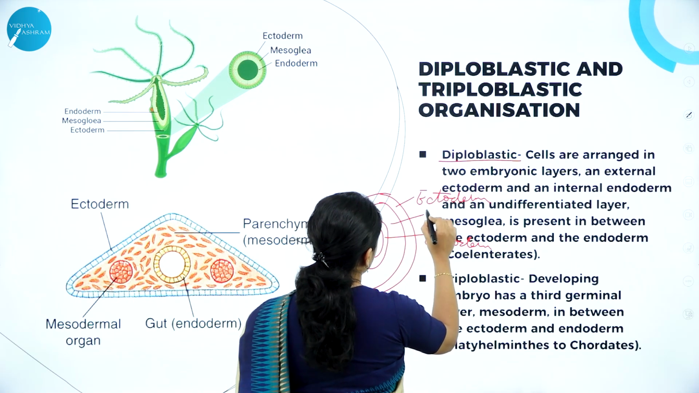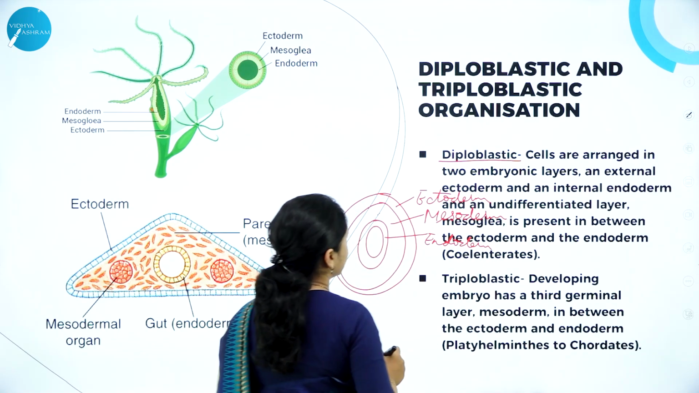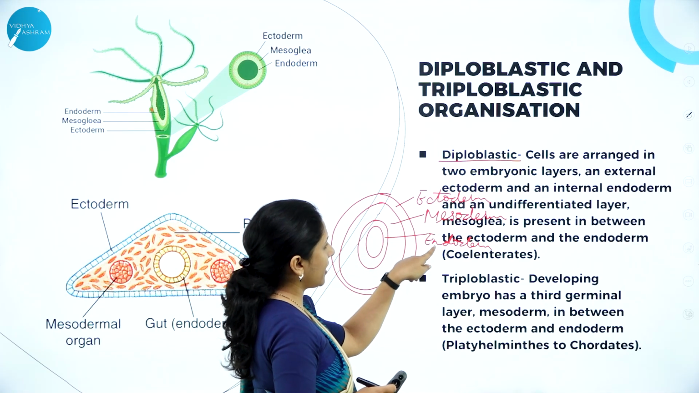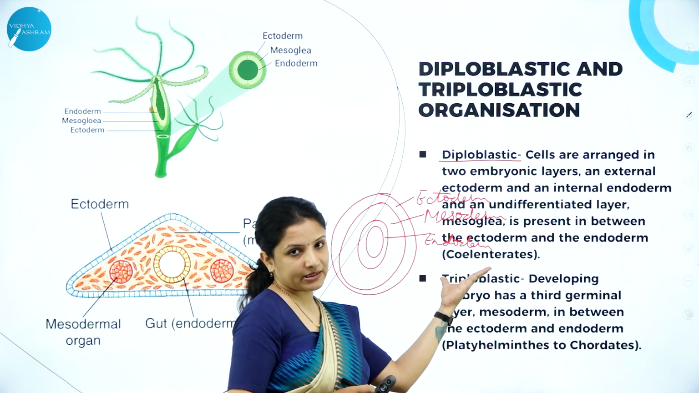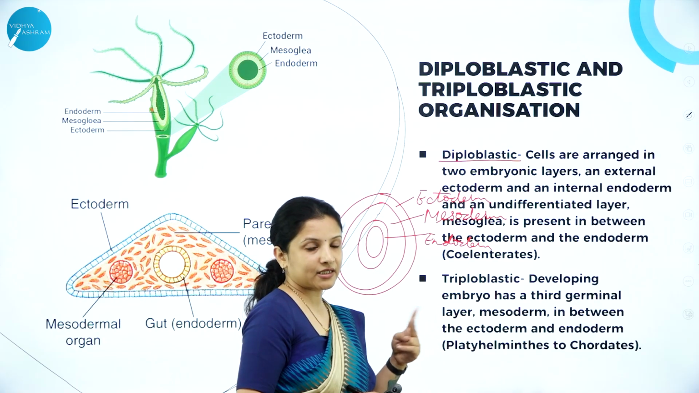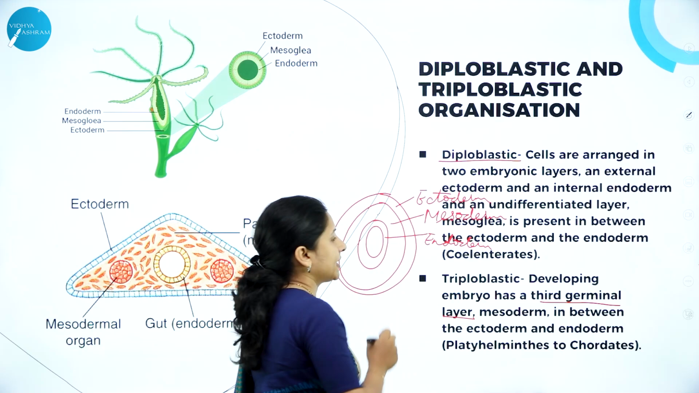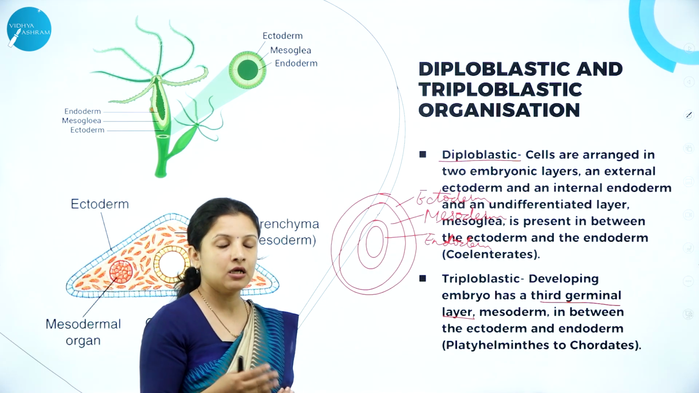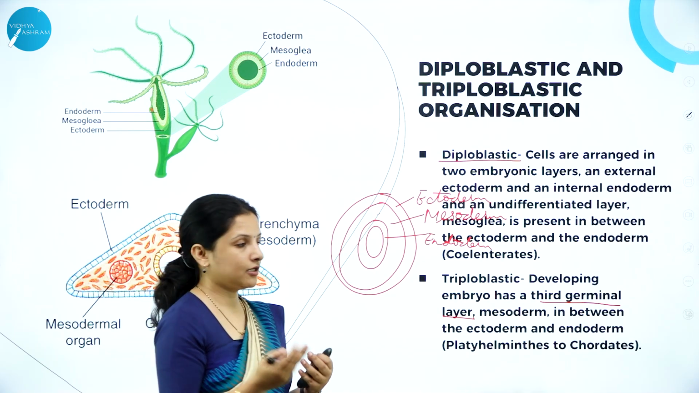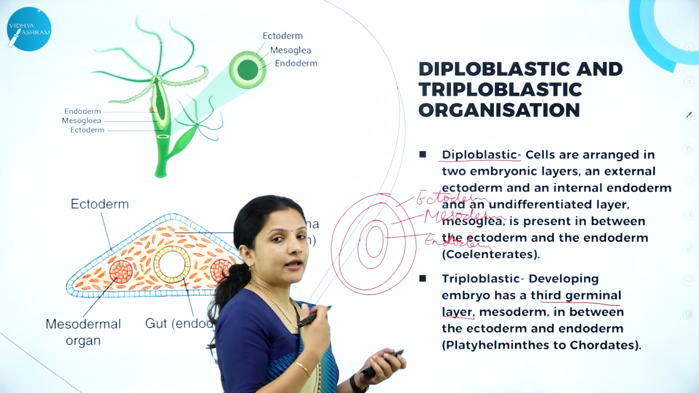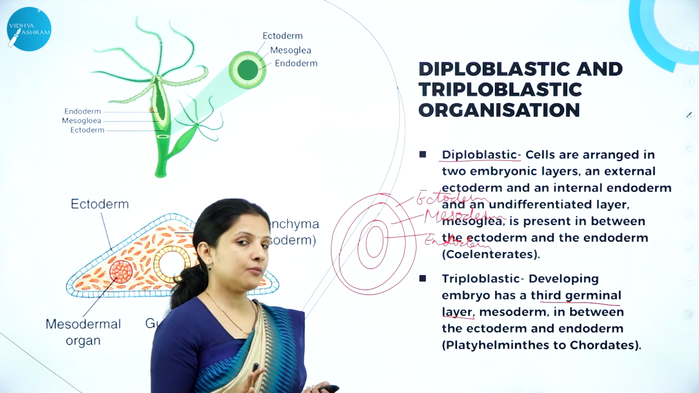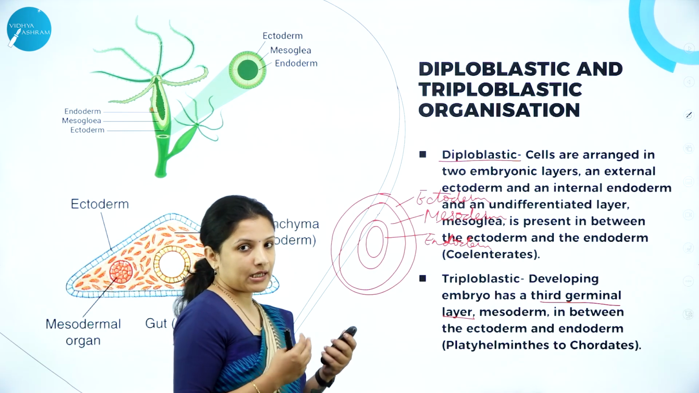Now in between, if there is one more layer, that is mesoderm, the middle layer of cells, then we call it triploblastic. Cells that are arranged in two embryonic layers, an external ectoderm and an inner endoderm, we call diploblastic. The best example is coelenterates. Phylum Coelenterata are diploblastic. And in triploblastic, the embryo has one more layer, a third germinal layer, which is called mesoderm. Meso means middle, ecto means outside, derma means layer or skin. So ectoderm is the outer layer, endoderm, endo meaning inside, is the inner layer, and meso means the middle layer. So if they have a middle layer, which is a third germinal layer, then it is triploblastic. Based on whether they have two embryonic layers of cells or three embryonic layers of cells, classification is also done.